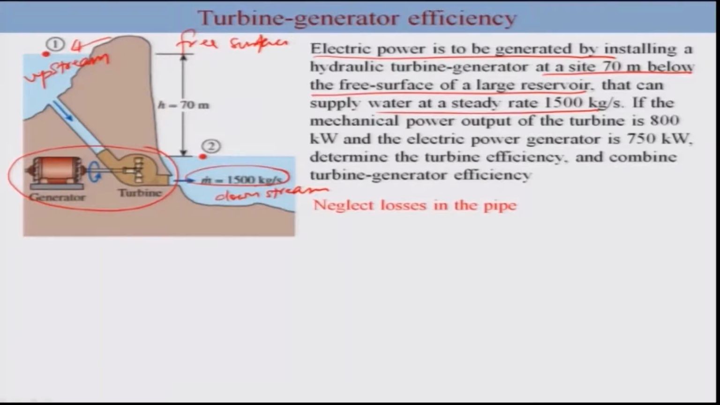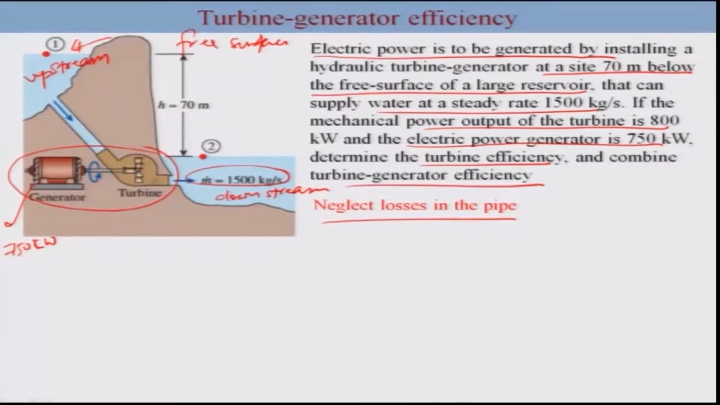If the mechanical power output of the turbine is 800 and the electrical power generated is 750, which means this generator is generating 750 kilowatt of electrical power, then what is the turbine efficiency and the combined turbine generator efficiency? So that is the question which we have to solve. We have to neglect the losses in the pipe. The first thing is we should write down the basic steps here.